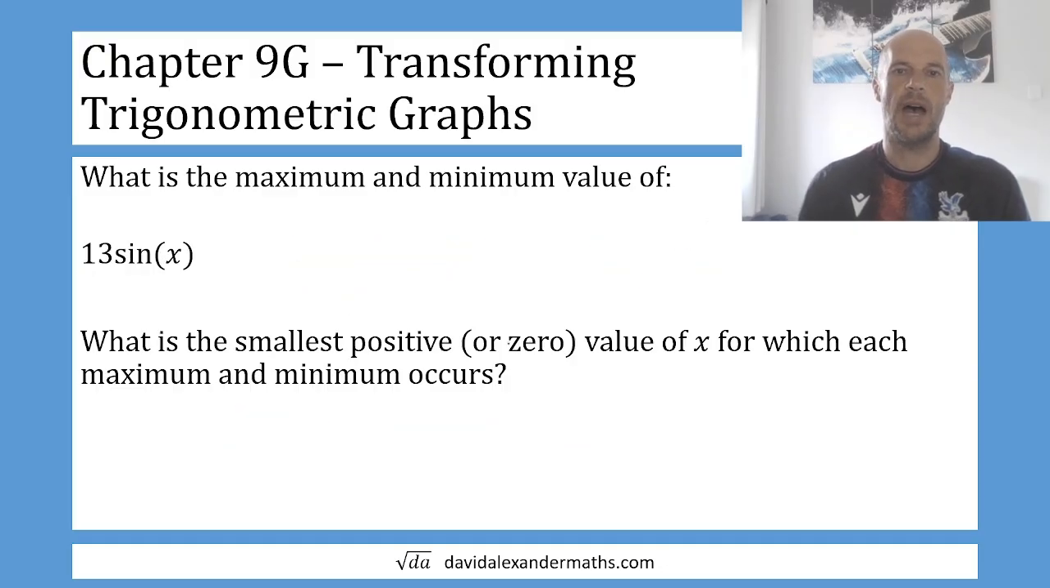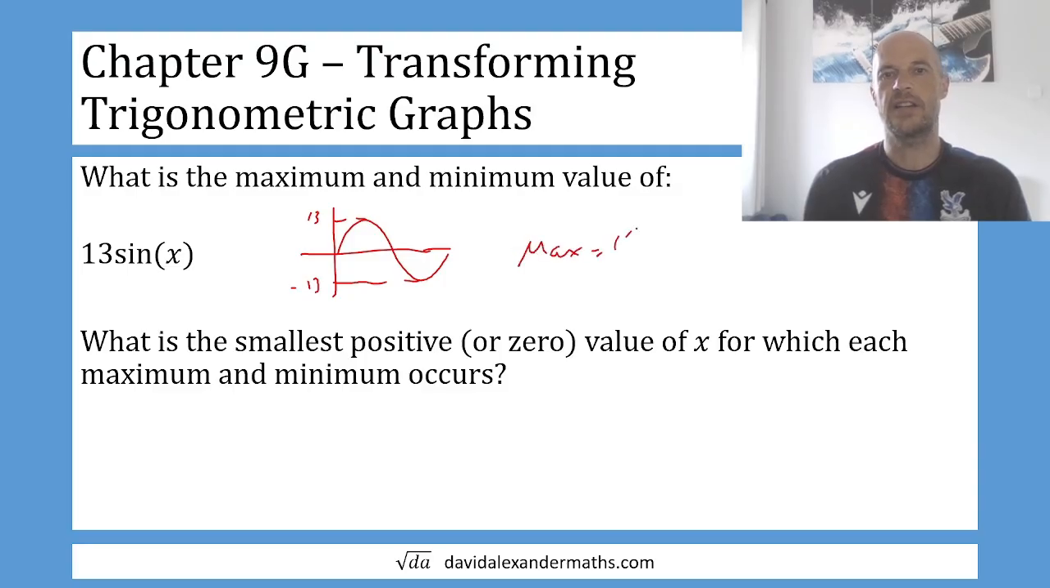What's the maximum and minimum value of 13 sine x? Well, the maximum and minimum value of the sine of x is 1 and negative 1. So if it's 13 sine x, then it's positive 13 and negative 13. So max is 13, minimum negative 13.